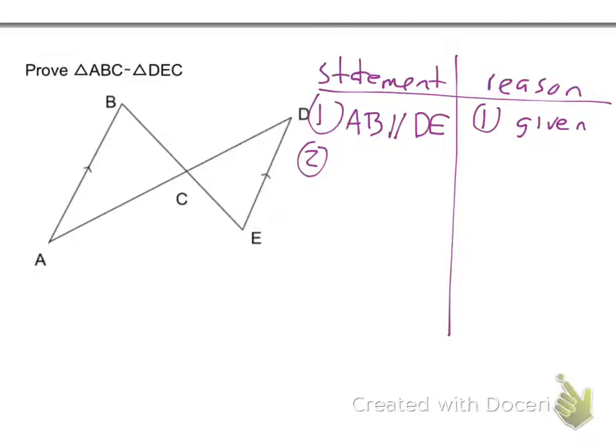The next thing, I think everybody should be able to get at least this step. What would it be? Angle BCA is congruent to angle DCE. And the reason? They're vertical angles. Vertical angles. Okay, so I'll mark that.